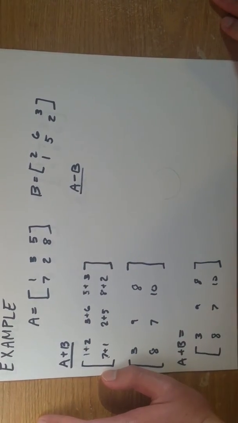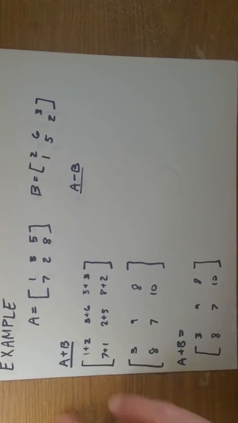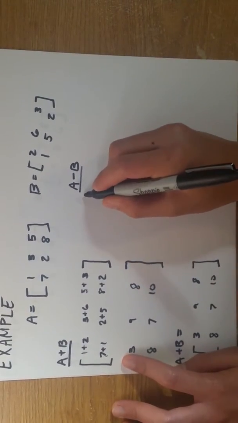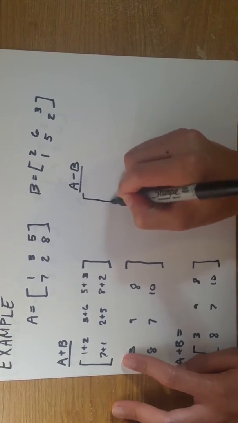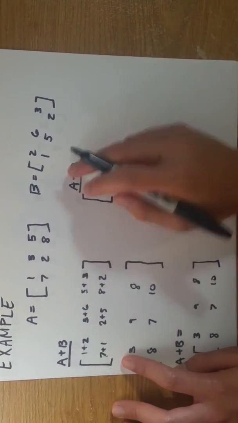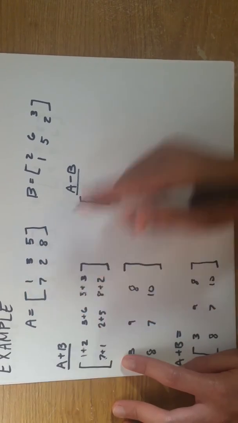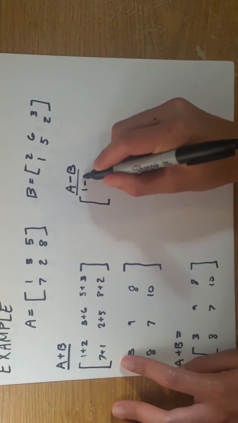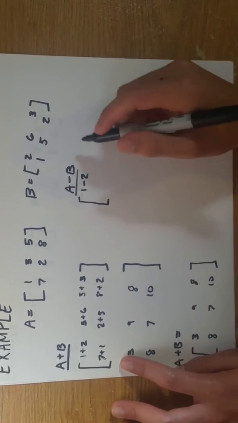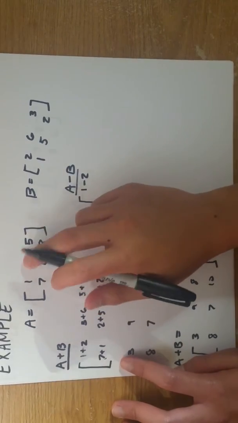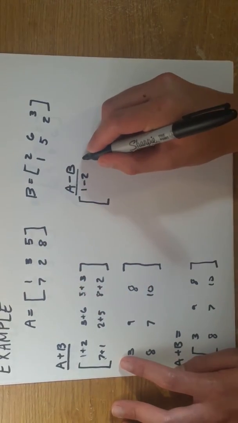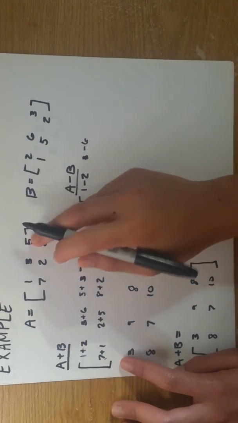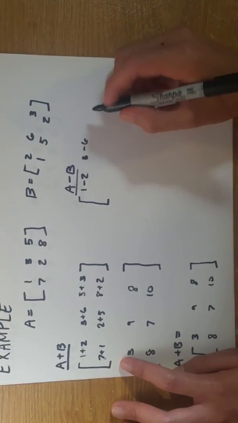So now I'll be doing A minus B. It's the same thing, basically. Alright, so let's do A first. So A is 1. That's the first term of the first row. So 1 minus 2, because that's the first term of the first row for B. And we have to look at the first row, second term. So that's 3 for A and 6 for B. So 3 minus 6.